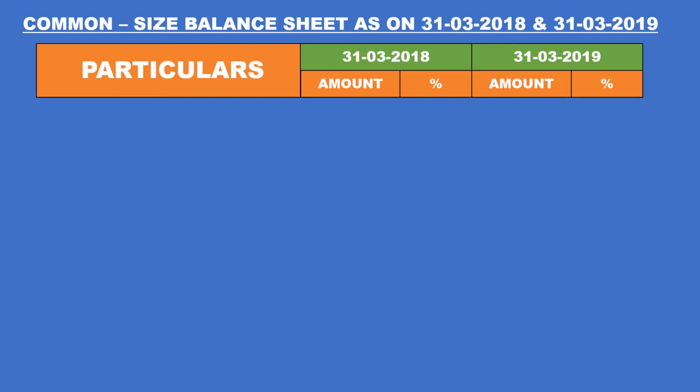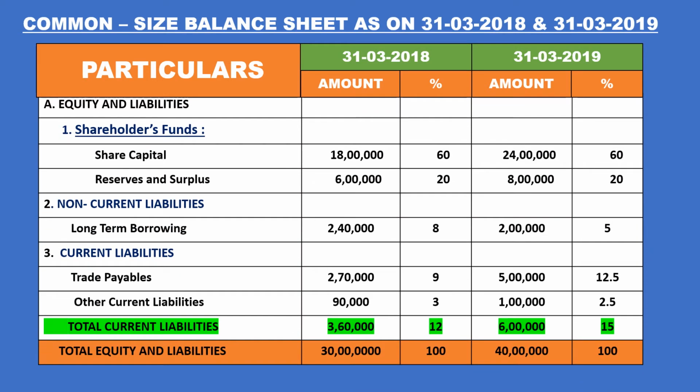So: particulars, 31/3/2018 or A Limited, 31/3/2019 or B Limited, amount, percentage. This is very important to remember. Whenever they ask a common size statement problem, this is the format you have to get in your mind instantly. Next goes the problem. In this problem I have shown the liabilities and assets separately to make it clear for explanation, but in the answer you have to consider both the liabilities and assets in a single format and write. I hope this is understood.